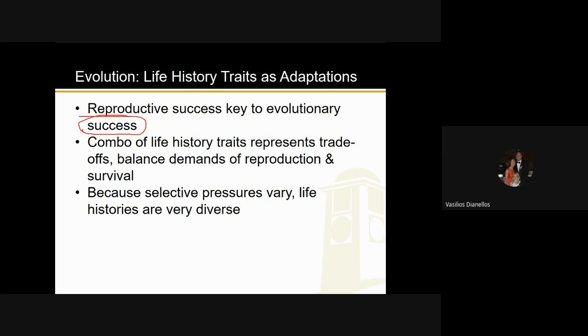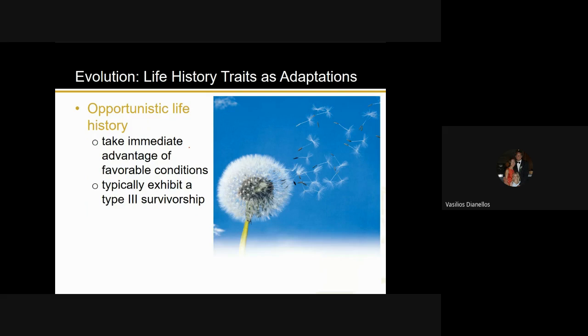Like rabbits are a great example of that. Anyway, we have words for this. So the first term you need to understand is this one called opportunistic life history. Those are the ones that take immediate advantage of favorable conditions, and they typically exhibit a type 3 survivorship. And dandelions are a great example of that.